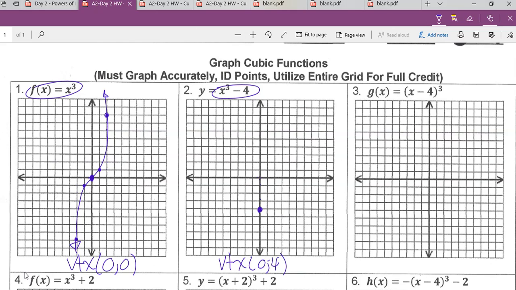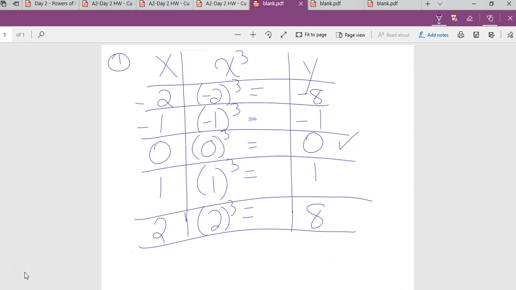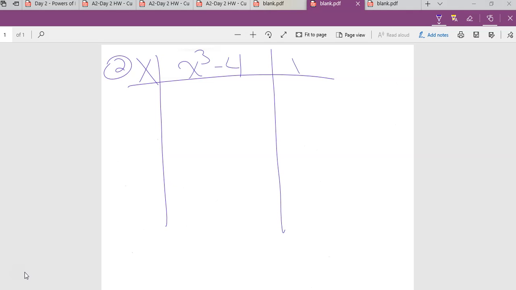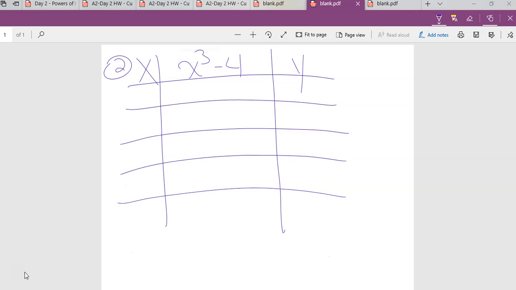So I'm going to go ahead and verify that now. I'm going to make a function table for x to the third power minus 4. So I'll go back to the blank paper that I had, and I'll make a new function table. I'll just use this one right here. So let's start number 2. Number 2's function table began with x. The function is x to the third power minus 4. And then we want to get each y value. We need to have at least 5 points, with the middle point being where I suspect the vertex to be. I suspect it to be at 0, negative 4.